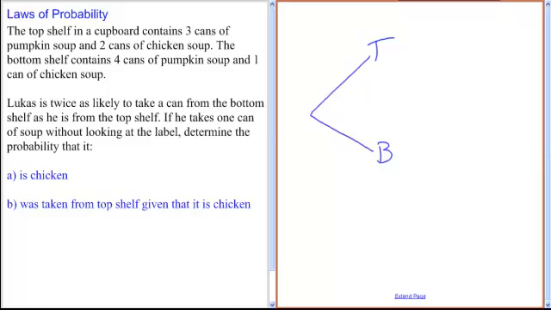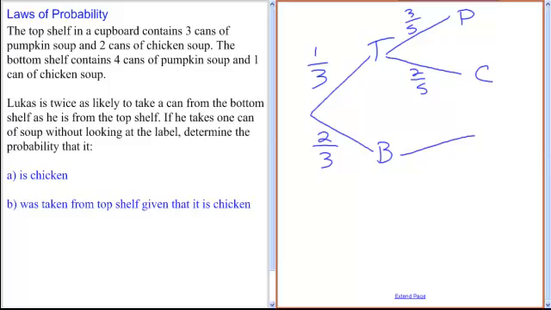Lucas is twice as likely to take a can from the bottom as he is from the top. So he's twice as likely, so 2/3 to take from the bottom shelf compared to 1/3 on the top shelf. Now if they go to the top shelf, there's 3 cans of pumpkin soup of the 5. So there's a 3/5 chance of picking pumpkin soup, and a 2/5 chance of getting chicken soup. If you go to the bottom shelf, there's 4 cans of pumpkin soup, so that's 4/5, because there's only 5 cans of soup on the bottom, and 1 can of chicken soup, 1/5.